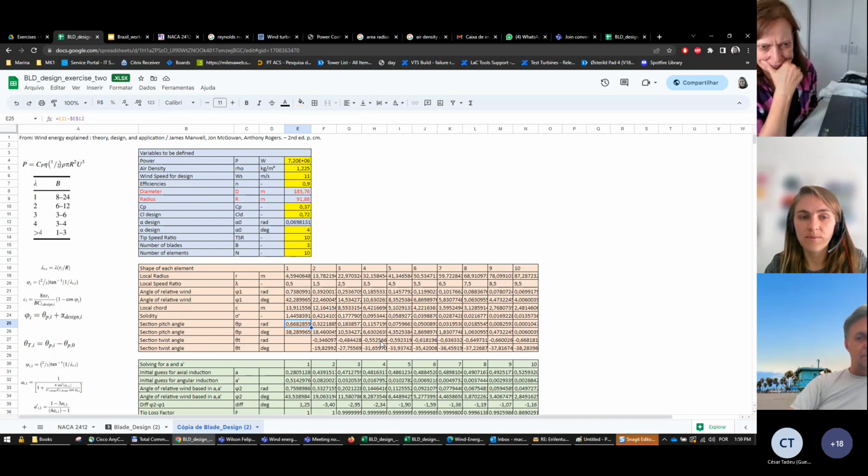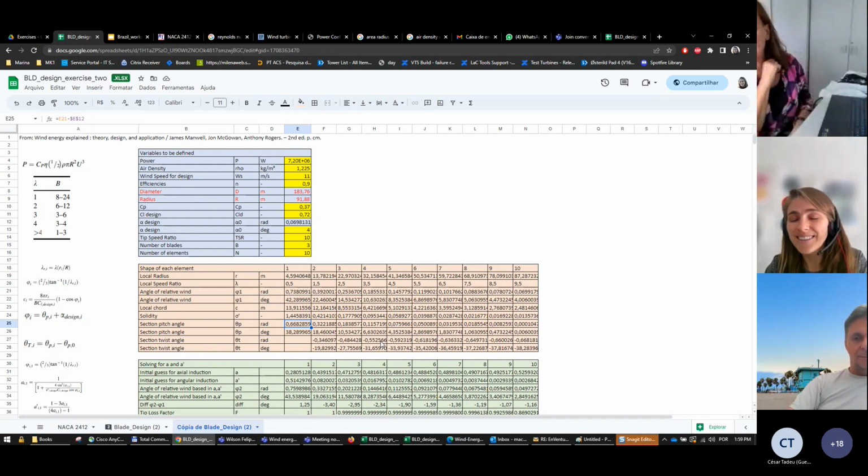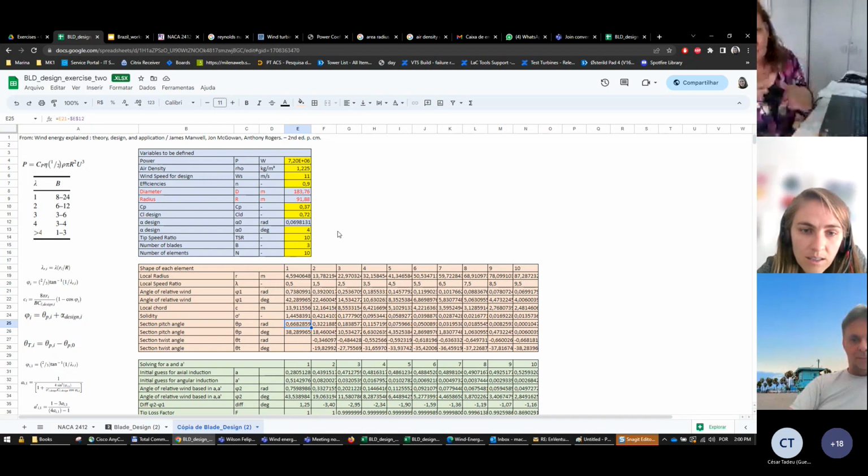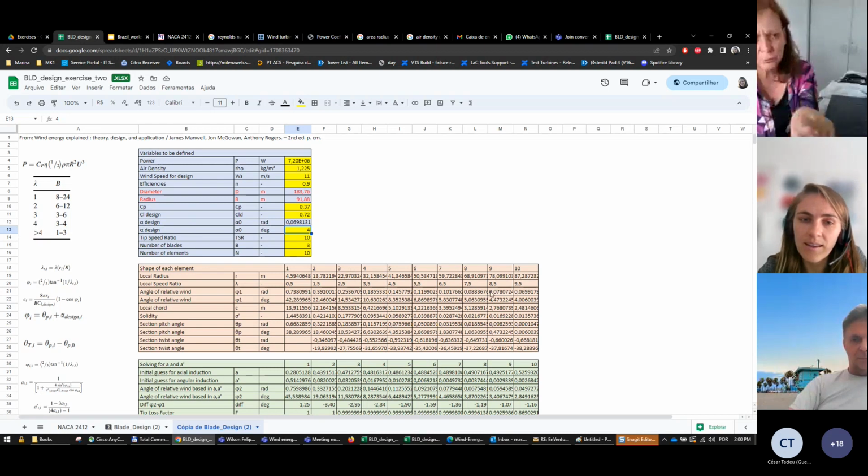Any question? We may redefine the angle of attack at this yellow cell, or just calculate here and see what happened, or do we have to correct that?